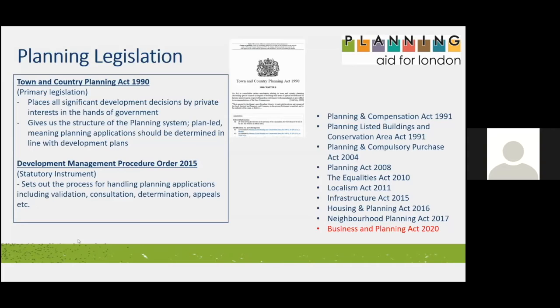And this one there in red, the Business and Planning Act, is the most recent, and that was really the government's response to COVID. It included things like provisions to have virtual committees, and extension to the life of planning permissions for people who couldn't implement them due to the pandemic, and things like that. So that's just a bit of background on that.